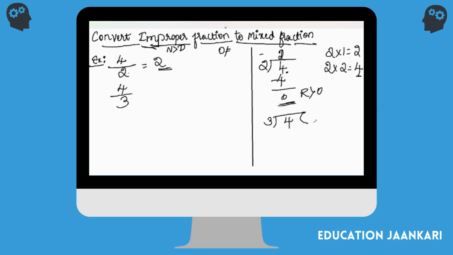So 3, how much? 3 ones are 3. When we subtract, 1 is the remainder, right? Yes, ma'am. So this will be the quotient, and this will be the remainder.